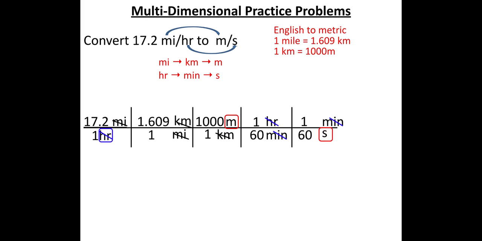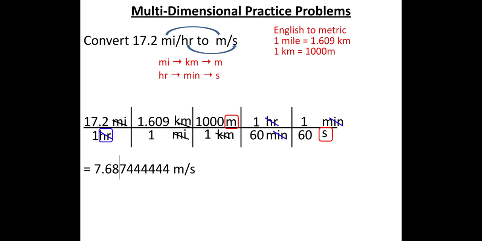This type of problem checks for itself, right? You don't have to really worry, because if you don't see your units canceling out, then you're doing something wrong. So at this point, you can multiply everything at the top, 17.2 times 1.609 times 1000, and you divide all of that by 60 times 60, which is 3600. If you do that, it gives you 7.6 meters per second.